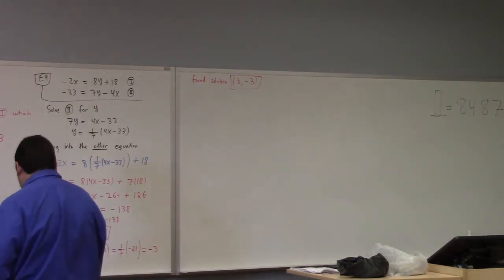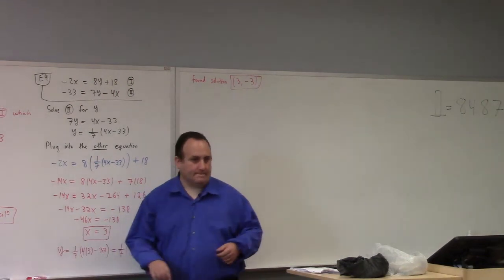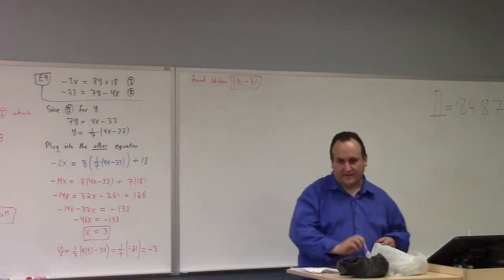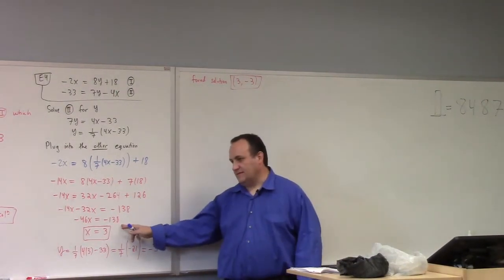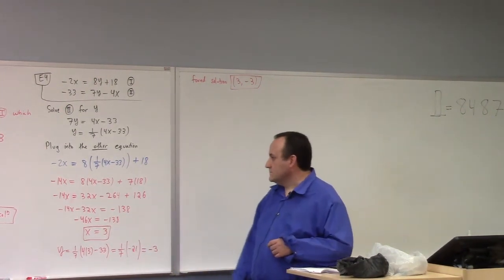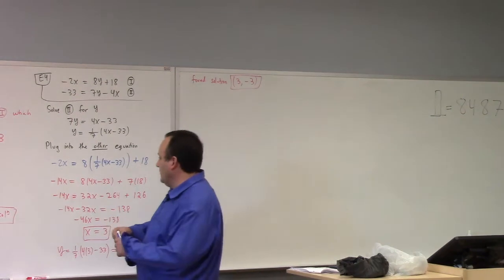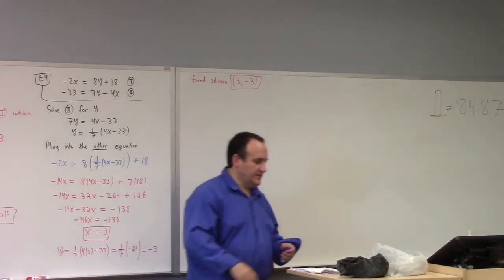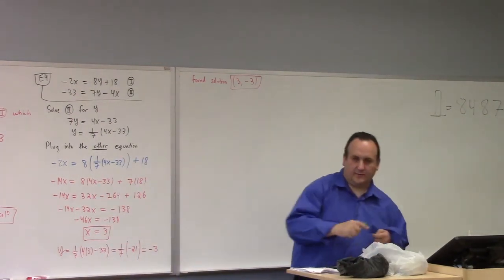What's that? Did I lose you guys at this down here? That's just 138 divided by 46 is 3. What's that? Where did you get 14x from? The first line written in red? Oh, to go from here to here? I multiplied the equation by 7 because I didn't want to deal with the fractions.